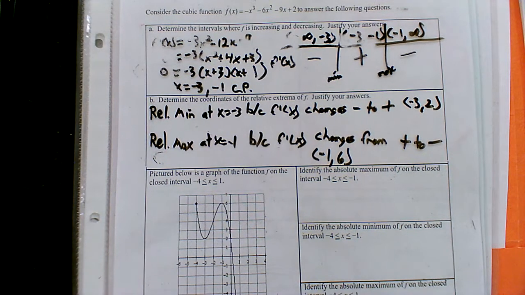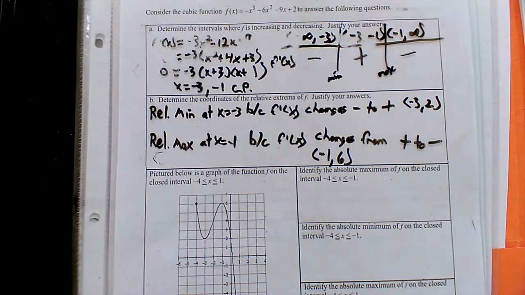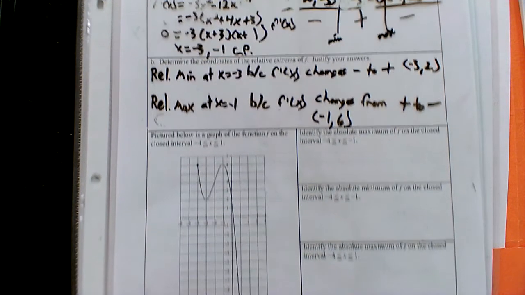Very good. Do we have any questions on that? Basically, you're using what you learned in the last unit. We found the table, and that's just what they're talking about there. They're the relative mins and maxes. It's where it's changing from positive to negative or negative to positive. So all that information we already know how to do.